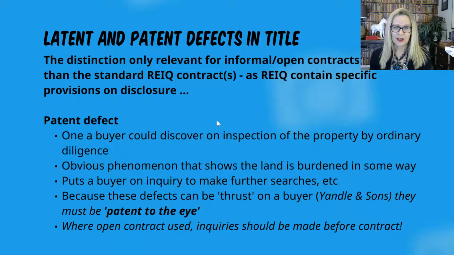Where the open contract is used, then obviously inquiries should be made prior to contract. And this is where the difficulty often arises in Queensland, because a purchaser will often come to you having already concluded the contract, and this is where you then have to start untangling things. And also the other issue is that there is no bright line between patent and latent defects and what should and shouldn't be disclosed, so it can get quite tricky.